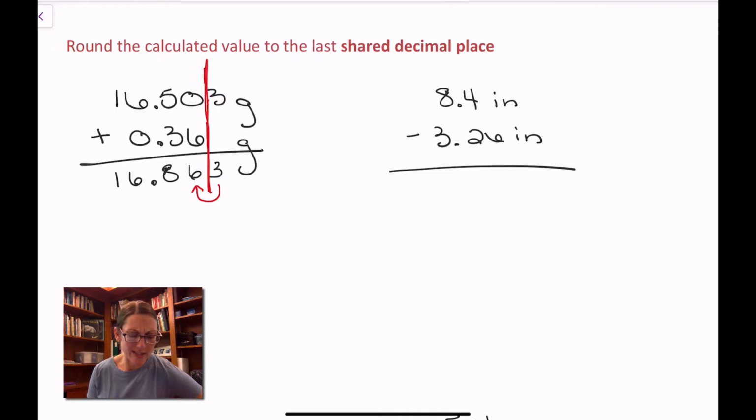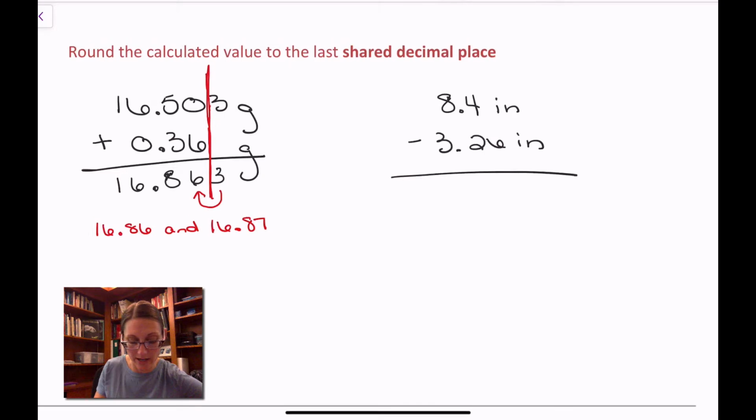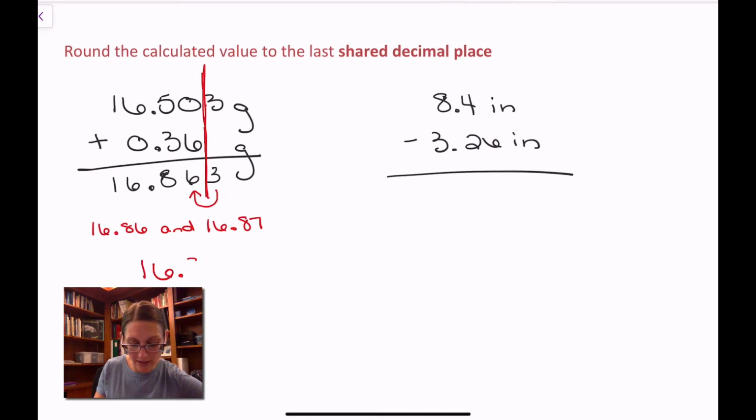So I'm going to have to round my final reported answer to the hundredths place. As I look at this 16.863, that's between 16.86 and 16.87. Those are the numbers I can choose to round between. But if I look at what comes after, 16.863 is going to be closer to 16.86 than it is to 16.87. And so my final answer is 16.86 grams.